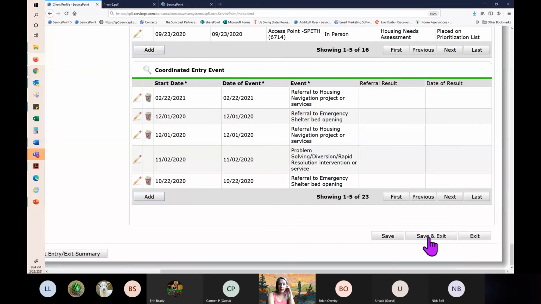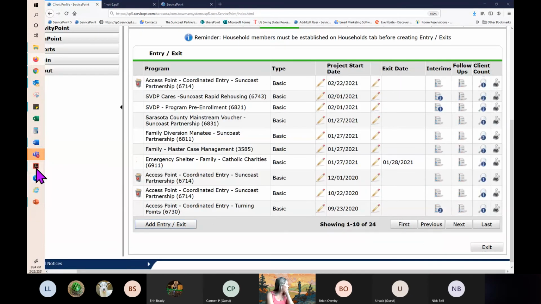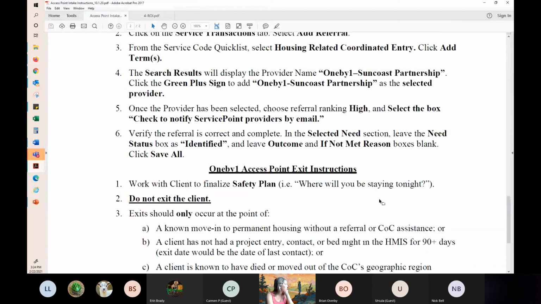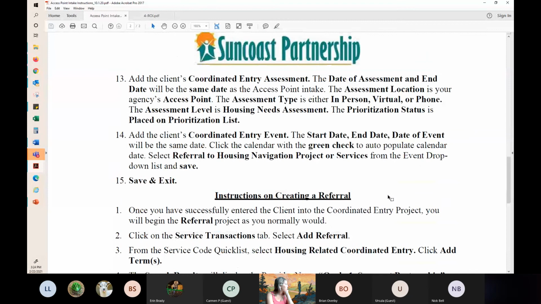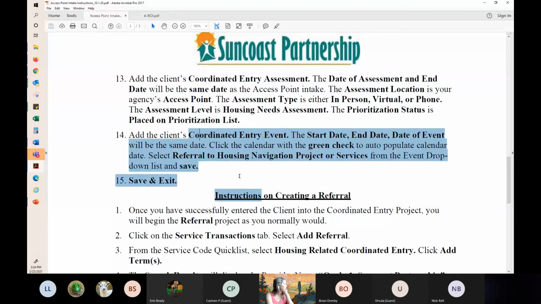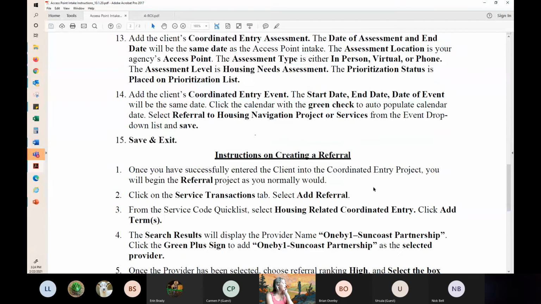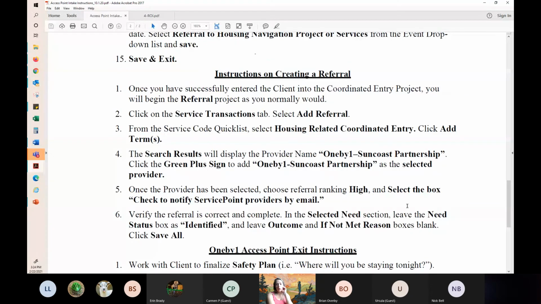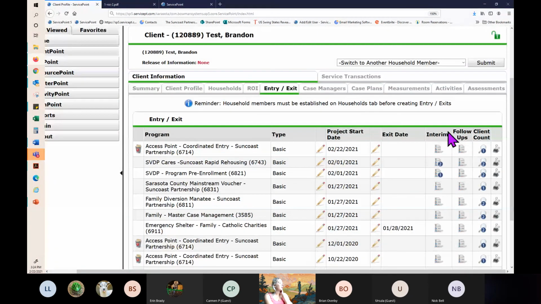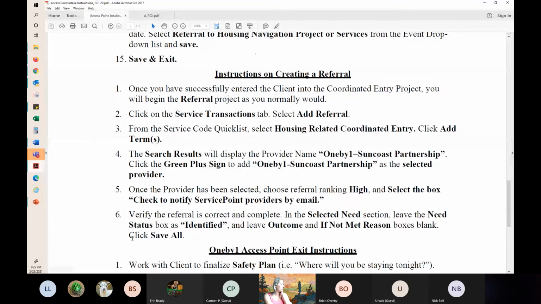We are going to save and exit. Following our 1-by-1 intake instructions, we're going to go down. Here's your coordinated entry assessment, coordinated entry event, save and exit. Now we have to create a referral in the system. The step-by-steps are on this sheet until you guys get comfortable.